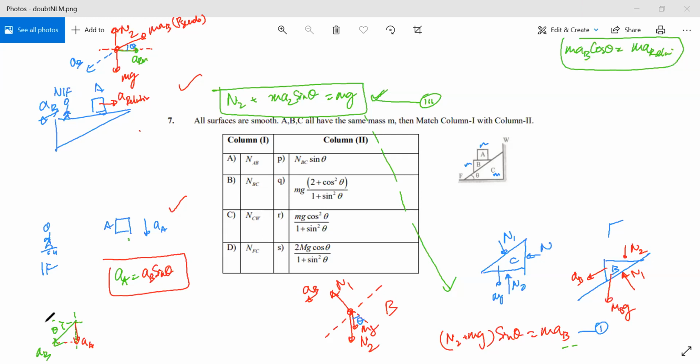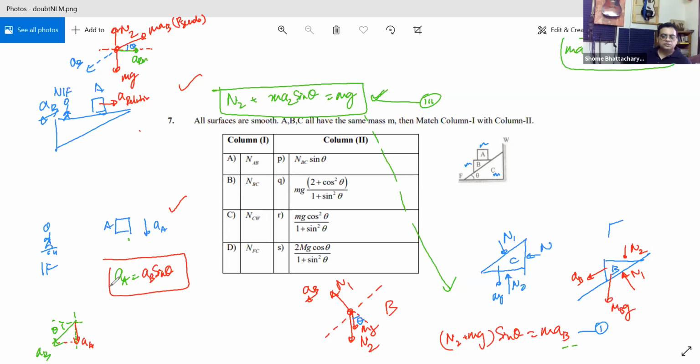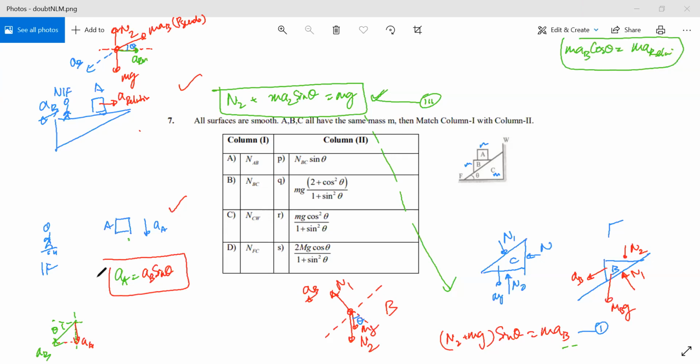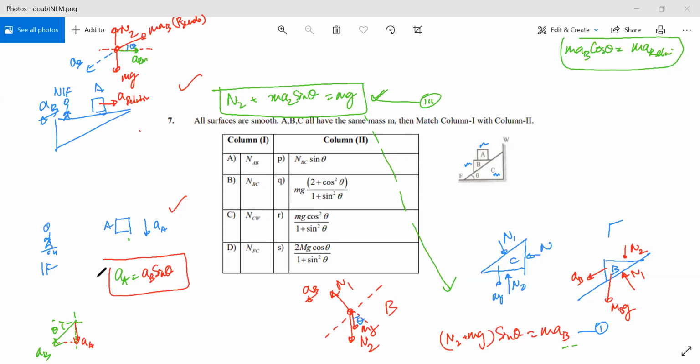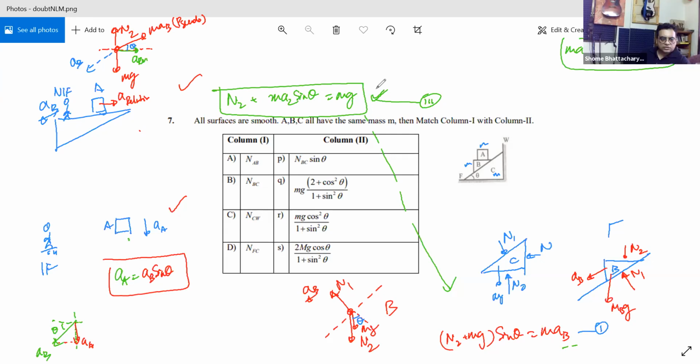Sir, can you explain the last part once more? See, A and B are moving in such a way that vertically there is no displacement between them. Their relative displacement is only horizontal. So vertically they should have identical motion. So their Y component of acceleration should be the same. So that's how I got that relation. Okay, got it. Sir, I sent you another figure. Could you explain that one?